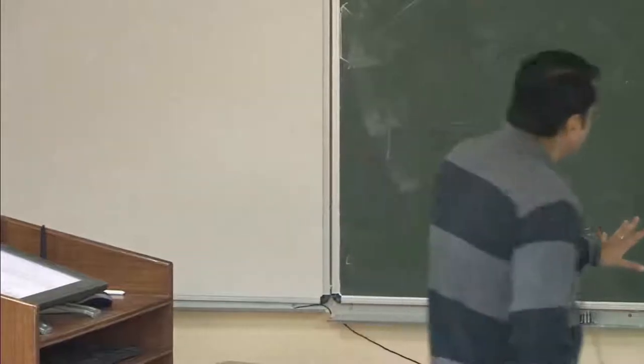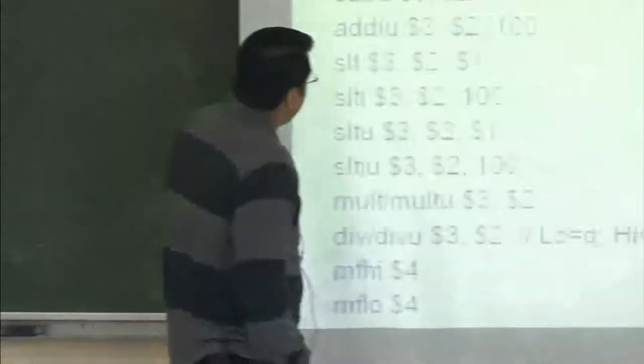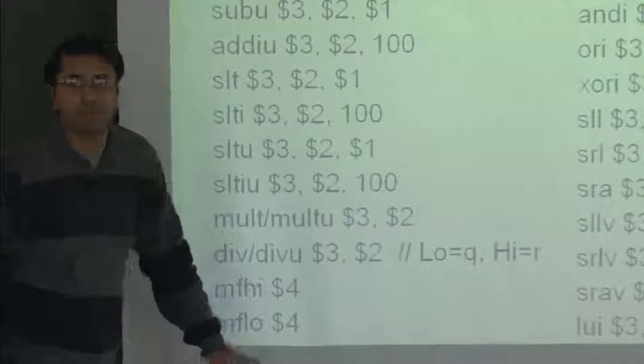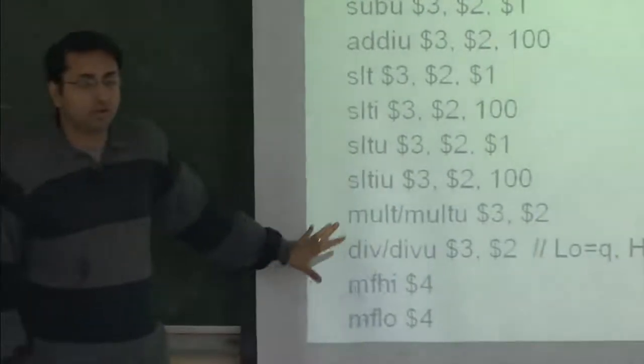So this is pretty much it actually. So I might have missed out a few, one or two here and there. You can look up the C file. Okay. You'll have the exhaustive list of all arithmetic instructions.